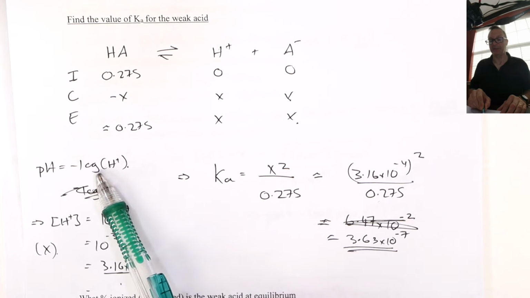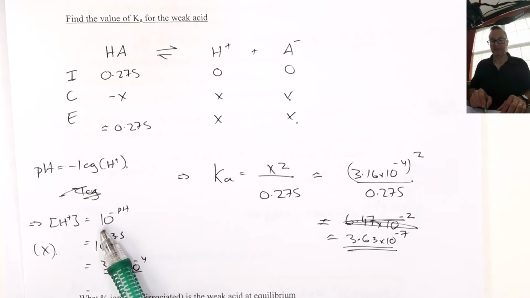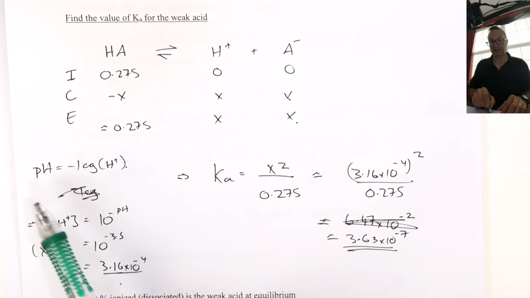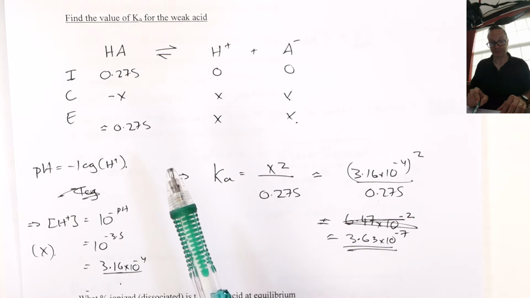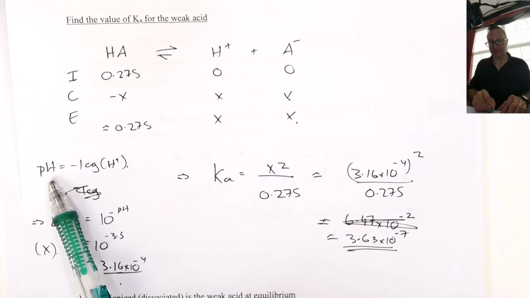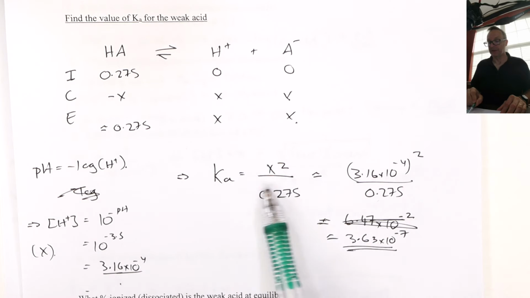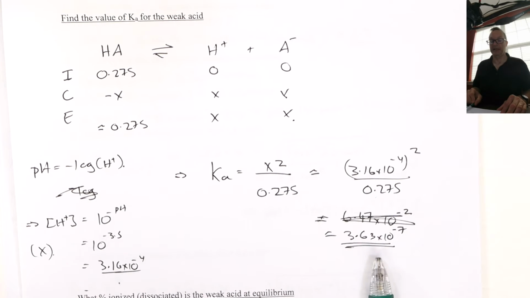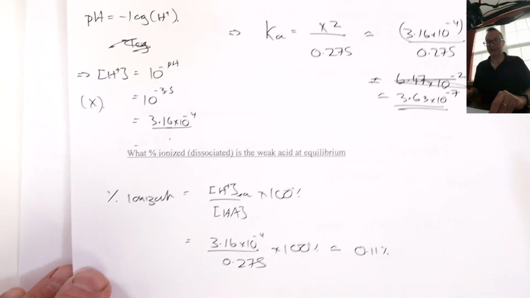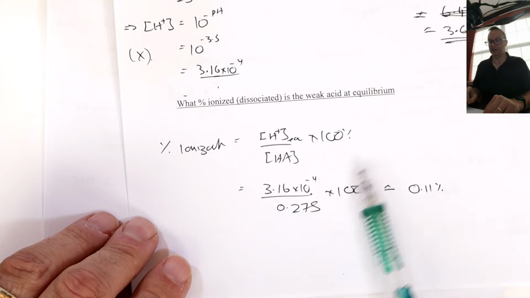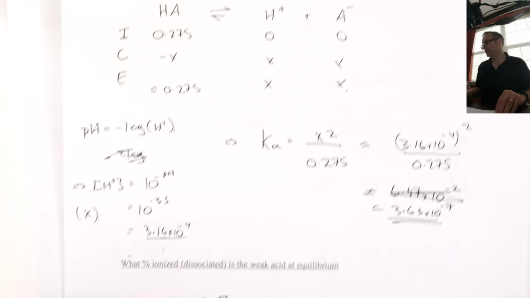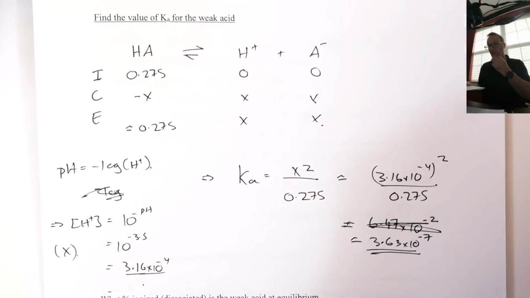So pH is minus log of H plus ion. Rearrange to find H. I'm given pH, I find H plus ion concentration, which is X. Stick X in the Ka expression, get Ka. Very good. And then percent ionization is H plus over HA times 100, and it's actually a small percent associated. The other one, different numbers.